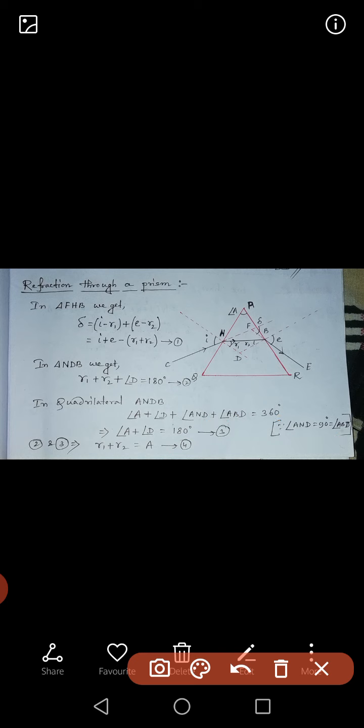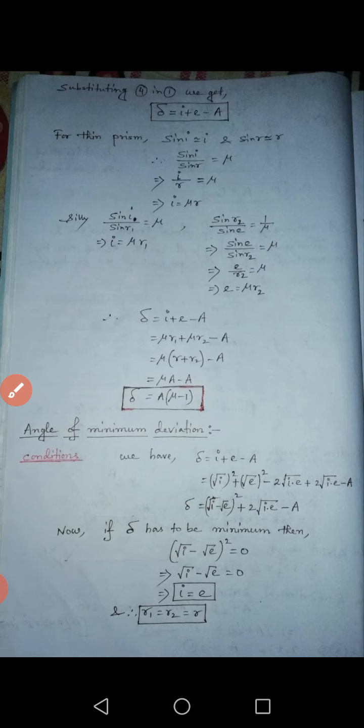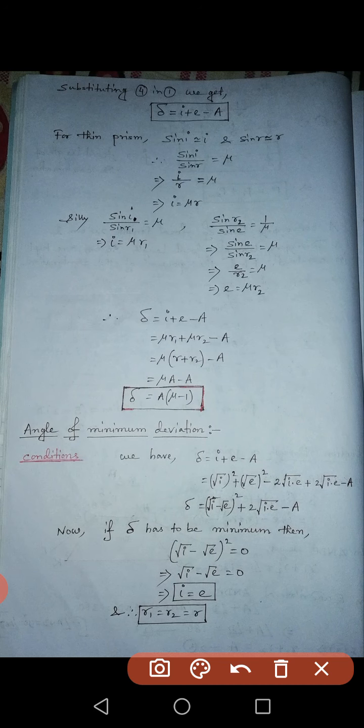Okay. Now, the next step is we are going to substitute R1 plus R2 as A in equation 1. So what will it be? Delta is equal to I plus E minus A. So this is the relation. Okay, just a second. We have done it here. Yes, this one. Delta is equal to I plus E minus A. Alright. So this is one equation that you have to remember related to prism.